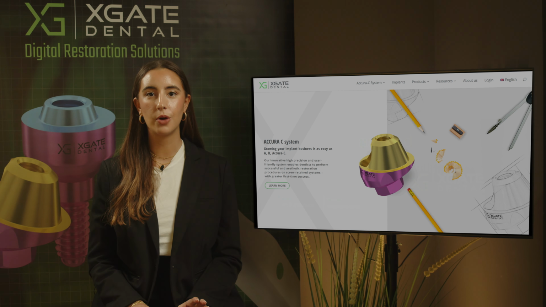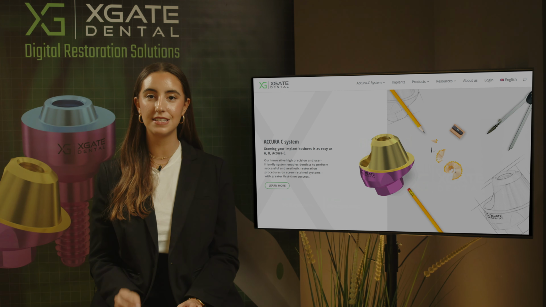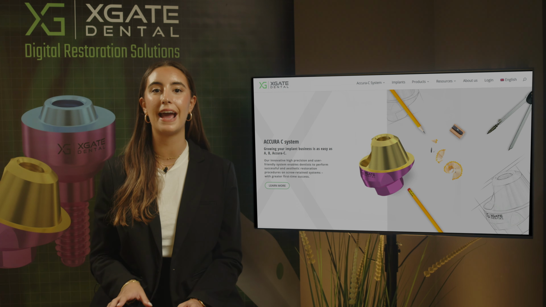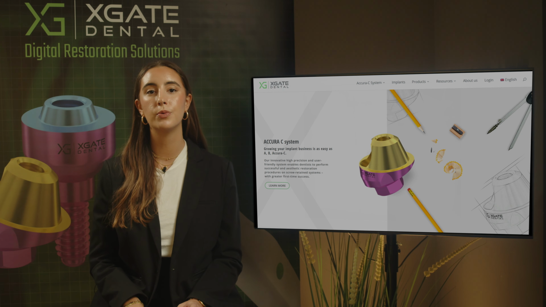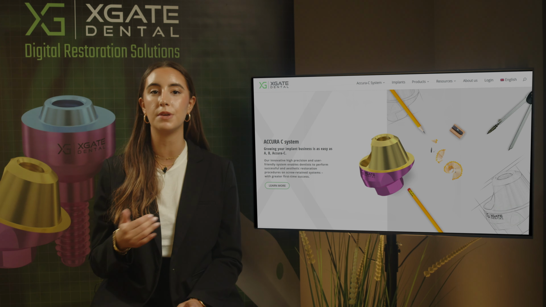Today, what we want to show is how we plan the extraction and the implantation and make the temporary bridge. What we see here is a CT that was made after the implantation, and we have an inflammation around tooth number 15. So this tooth needs to be extracted.